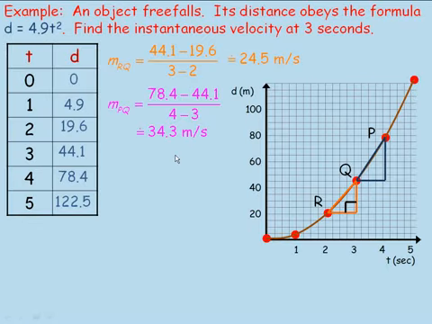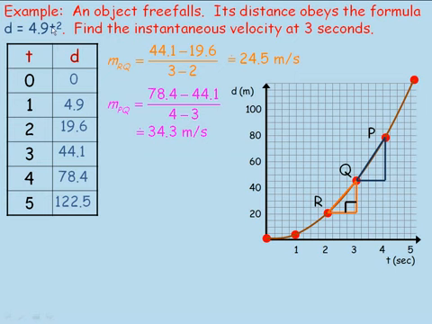Okay, one example on the second page here, we have an object free falling. Its distance obeys the formula: distance is 4.9 times the time squared. And in a previous note, we generated this table by putting times from 0 to 5 in place of t, and there's the distances. And so a couple of average rates of change between points.